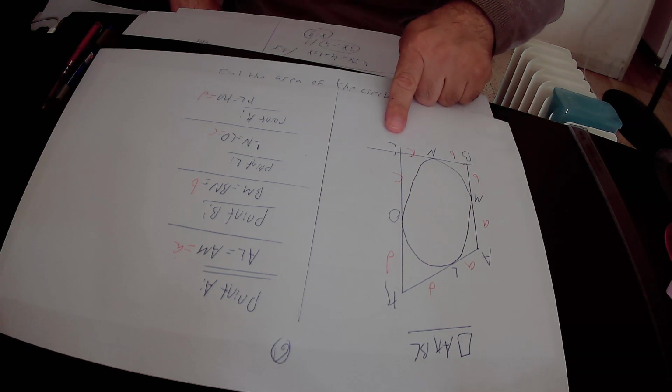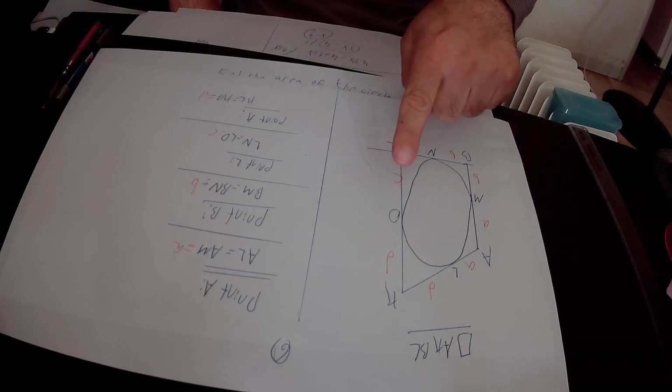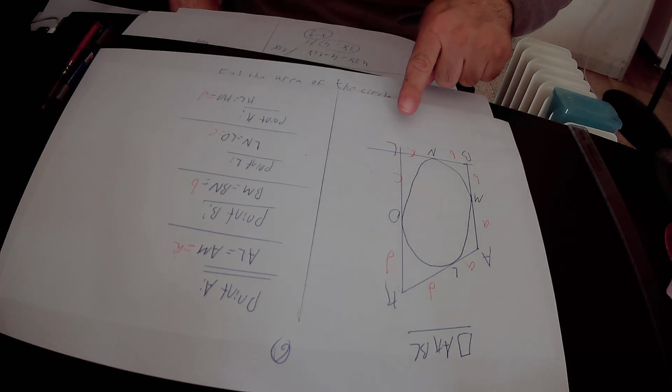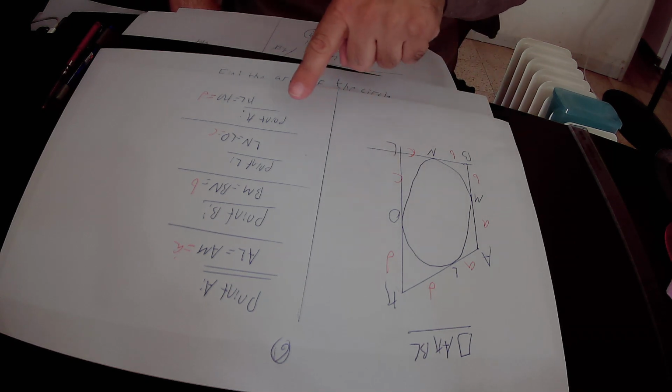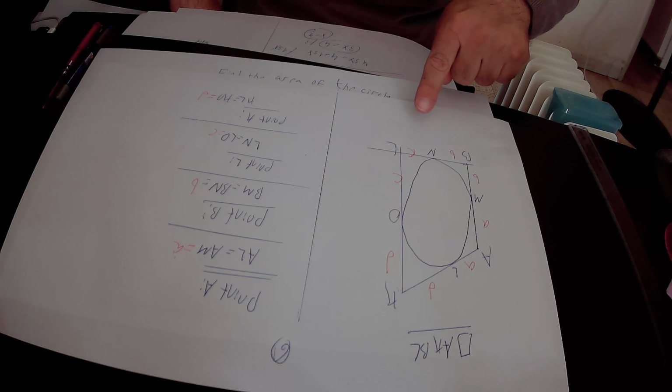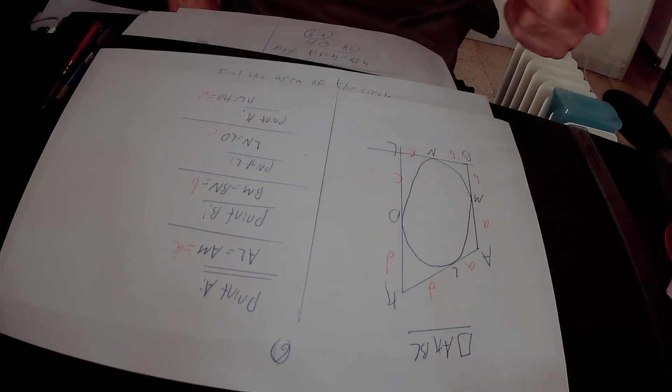Then focus on the common external point L. From the common external point L, we have two tangents to this circle, tangent LN and tangent LO. And according to rule number 2, they must be equal to each other. That is to say, LN equals LO. So if LN is C, then LO must also be equal to C.